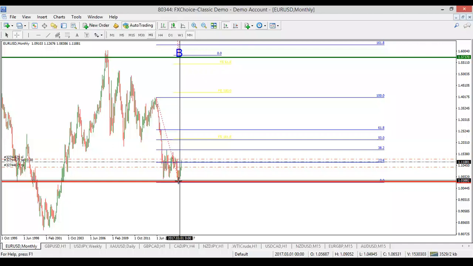From 2016 December, we started moving back up. How many pips so far? About 800 pips. About 900 pips so far. But the problem is that we are unable to break and come to retest the retracement. What is keeping us between for the past 2 or 3 years here? That is our concern.